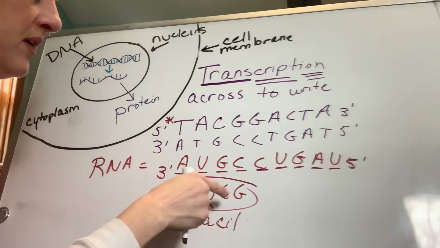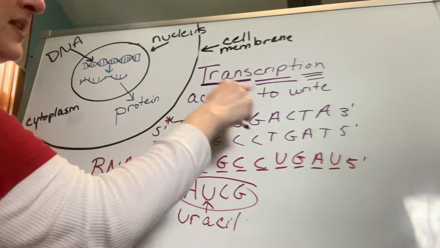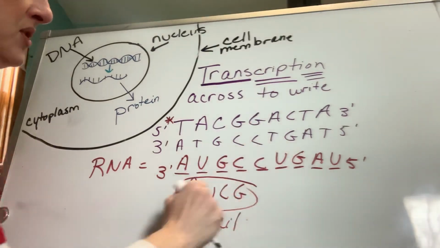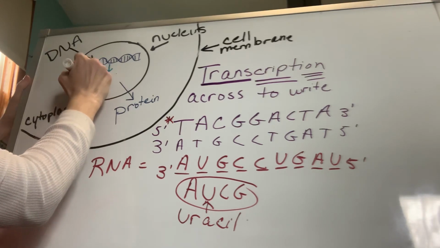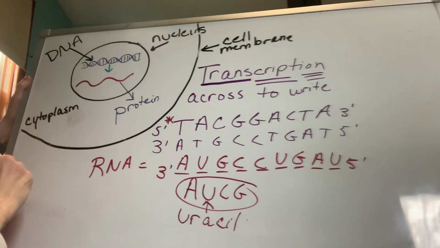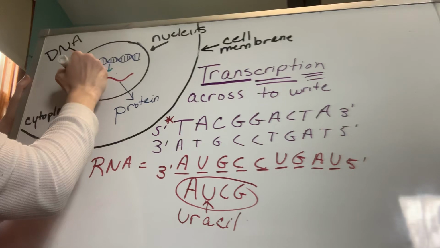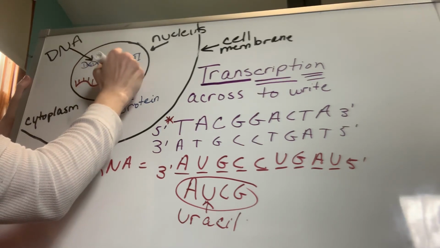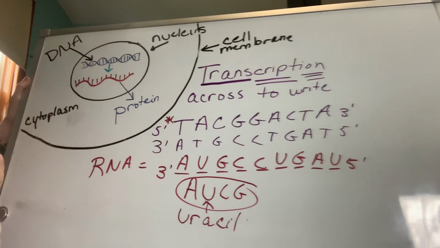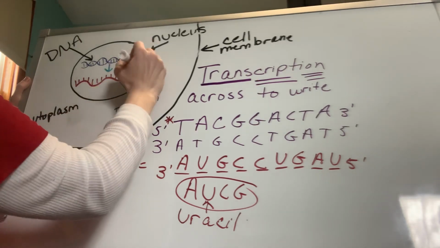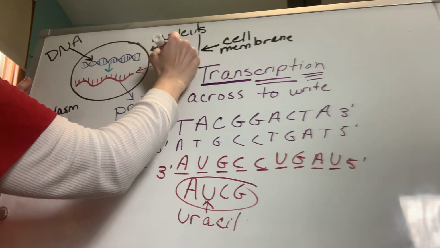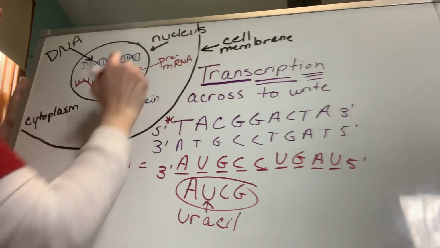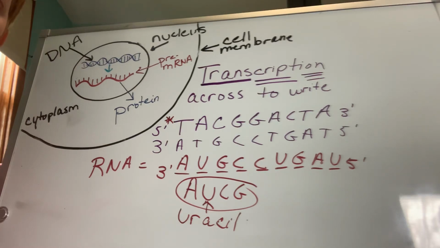Okay, so we've done exactly what we just wanted to do. We transcribed, we wrote the message, and so now I'm going to change this a little bit. I'm going to use that color just so that it is more clear. We took the double-stranded message and we just made it into something smaller. Well, here's the thing. Right now, this is a pre-strand of messenger RNA. Okay, so pre-mRNA.